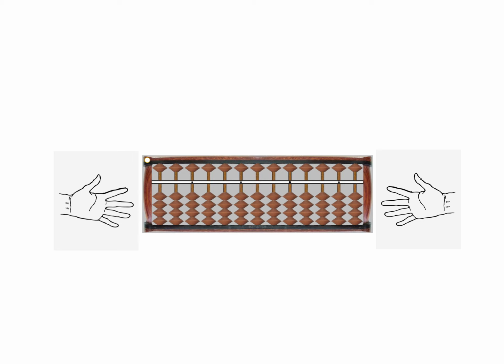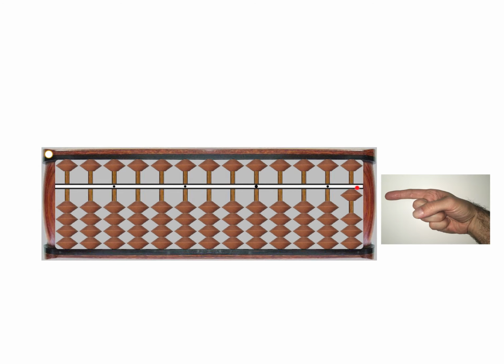Just like our hands, we have 1 thumb and we have 4 fingers. And so what we can do then is we can actually use both of our hands to represent numbers in the same way as the abacus represents numbers. So the number 1 is represented by 1 finger.